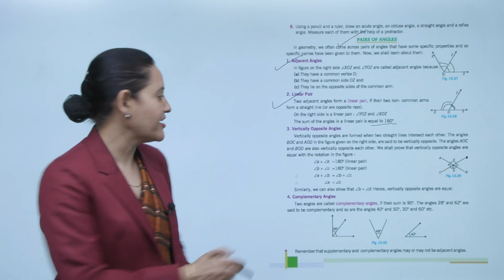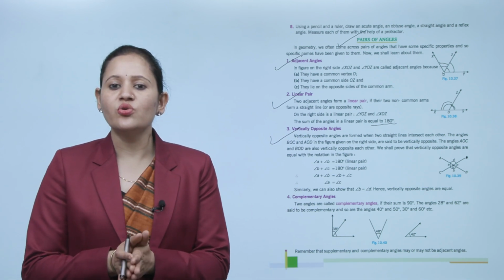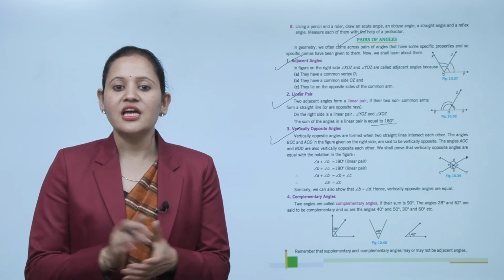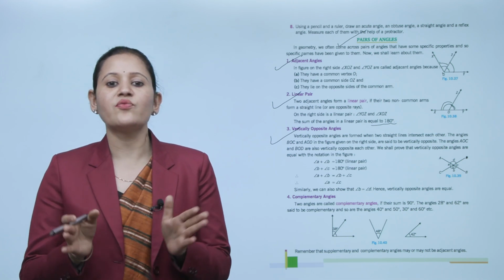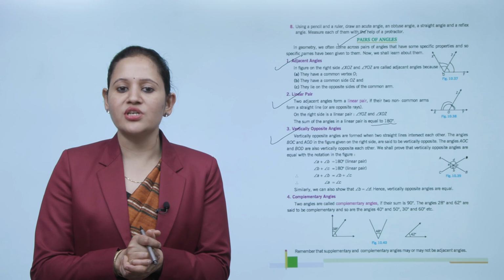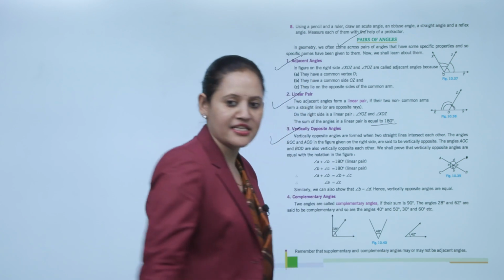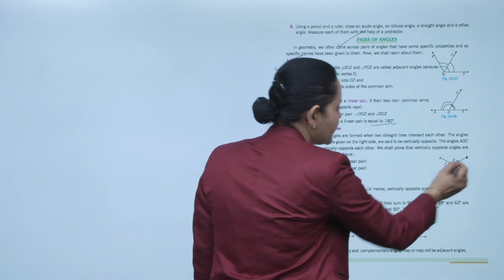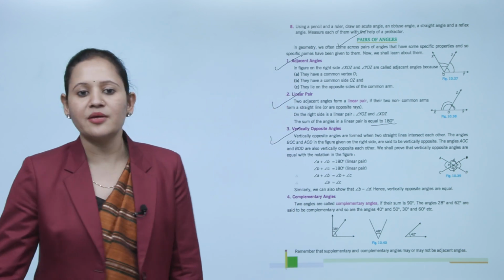Next is vertically opposite angles. Vertically opposite angles are formed when two straight lines intersect each other. The angle BOC and angle AOD in the figure given on the right side are said to be vertically opposite angles. AOC and BOD are also vertically opposite each other. We shall prove that vertically opposite angles are equal with the notation in the figure. When two lines AB and CD intersect each other at the point O, angles are formed like here. These are vertically opposite angles. Angles B and D are also vertically opposite angles.